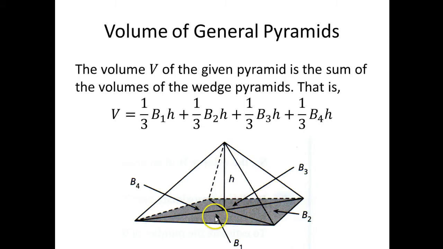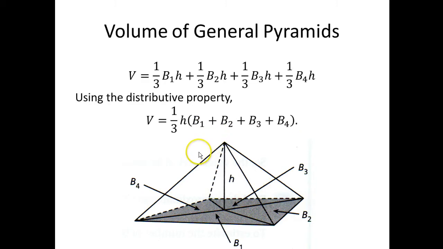So the volume of this pyramid as a whole is just going to be the sum of the volumes of the wedge pyramids that we already know the volume of. The volume, for example, of wedge pyramid 1 is just going to be the area of the base of the wedge pyramid times the height divided by 3, which is expressed by this. Then I'm going to do the exact same thing and add up all the volumes of all the wedge pyramids, which I know how to find by their bases and their heights.